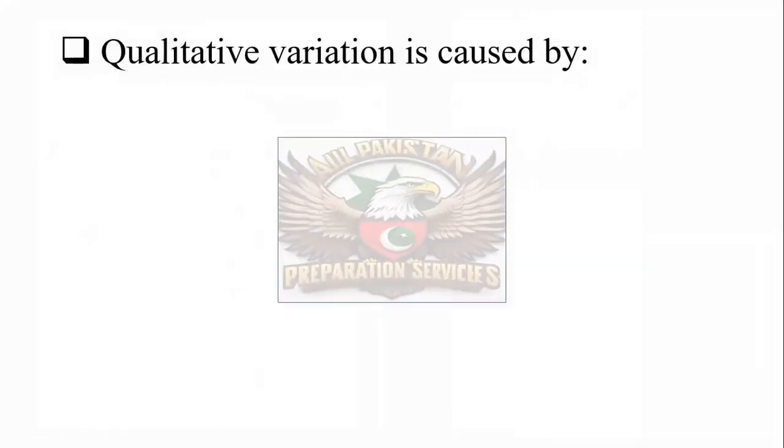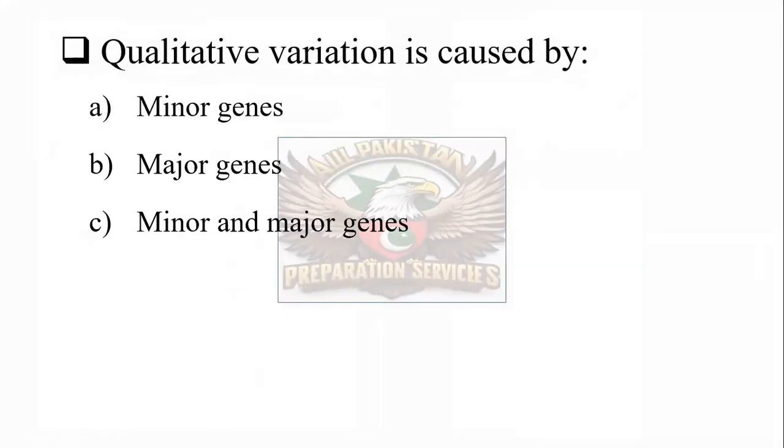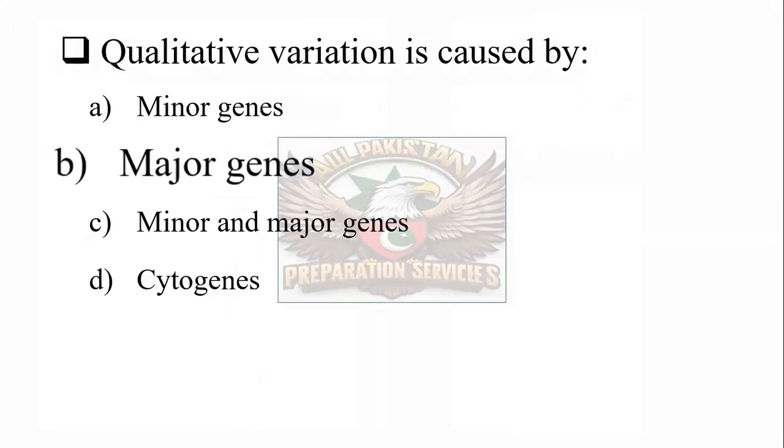Qualitative variation is caused by minor genes, major genes, minor and major genes, or cytogenes, and the correct one is major genes. Qualitative variation is caused by major genes.